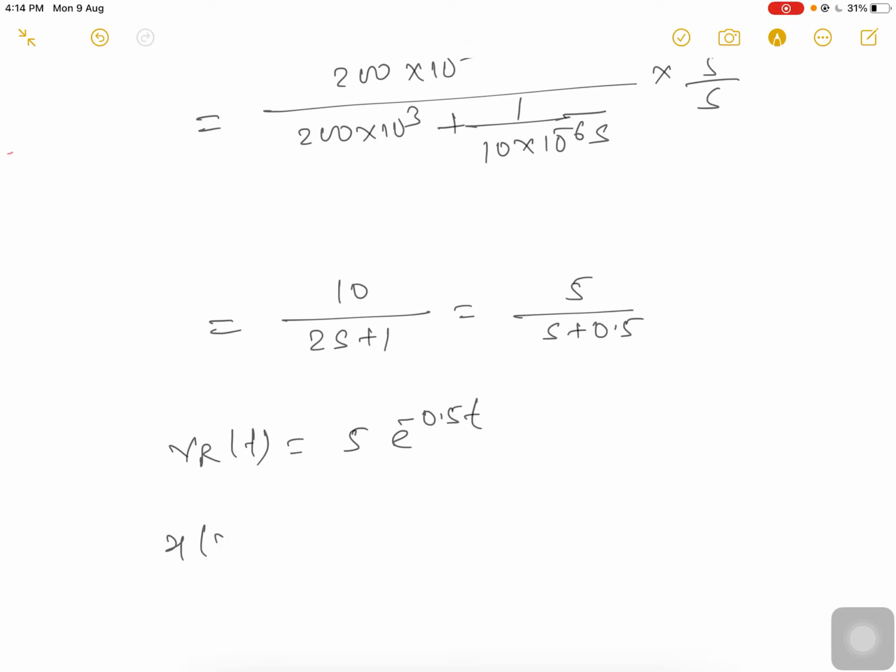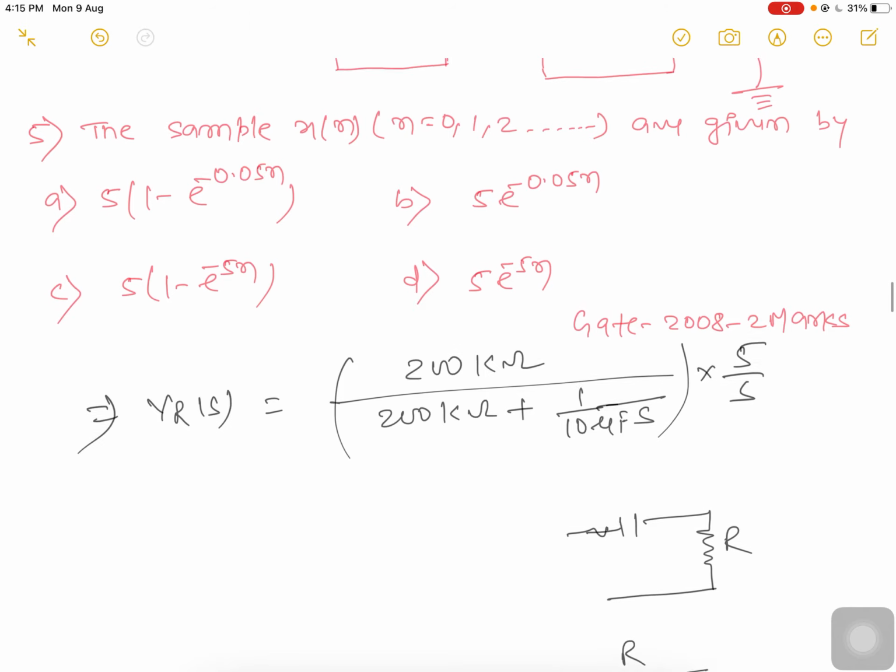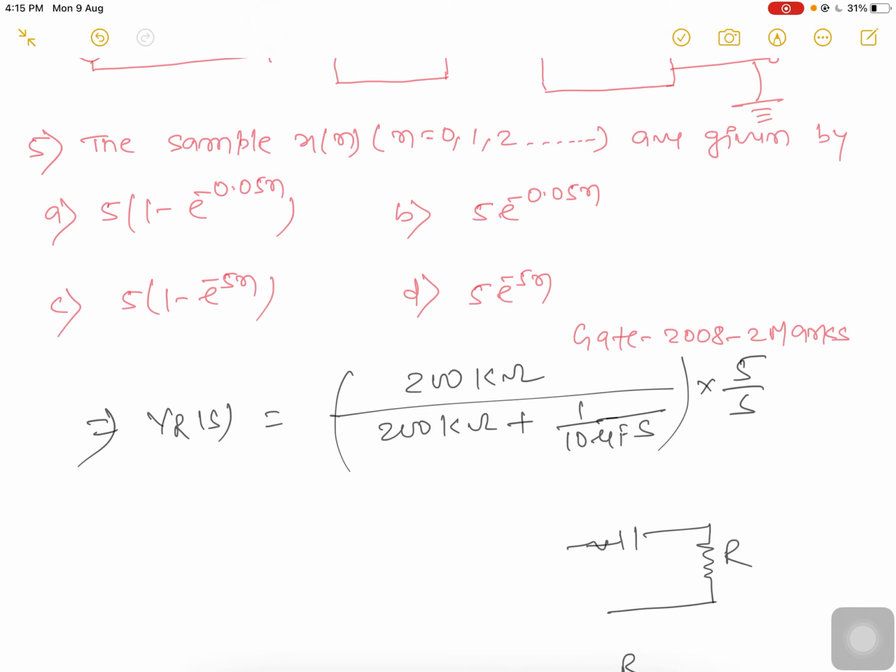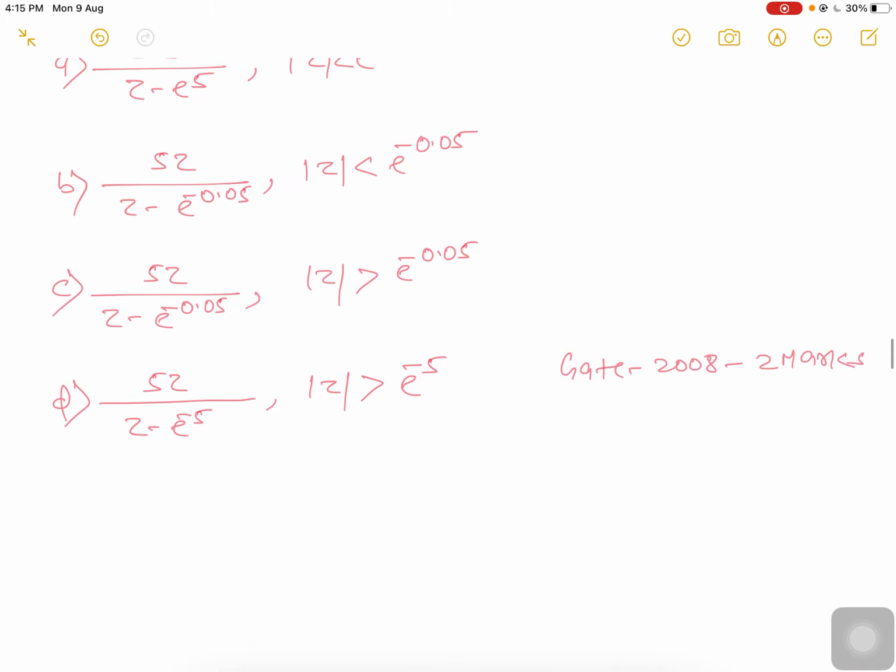Therefore the samples, when you take the xn sample, 5 e to power minus 0.5 and upon 10. So 5 e to power minus 0.05 n will be the answer. So which one is the right answer? Option B will be the right answer.